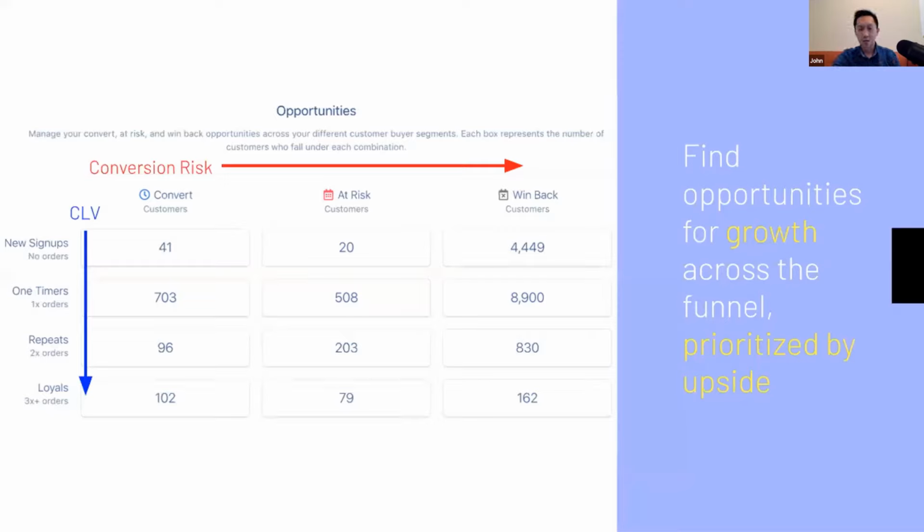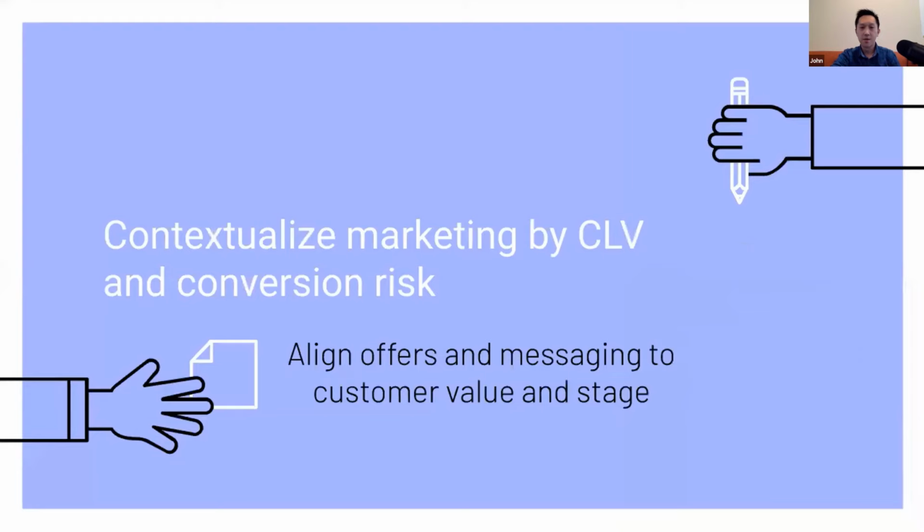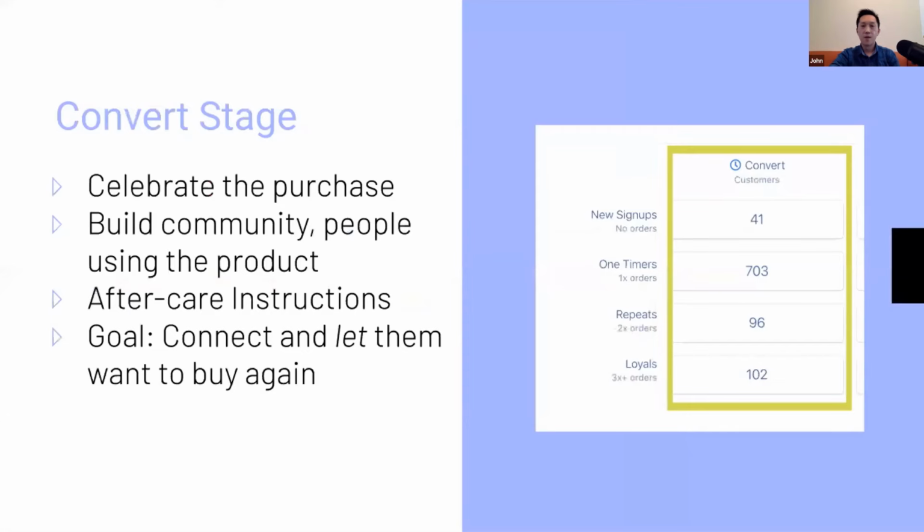So let's look at some examples, right? Again, contextualize the marketing by CLV and conversion risk, and you can align your offers and messaging to the customer value and the stage that they're in. Okay, so let's look at the conversion stage, right? So here's where 50% of the orders are happening, remember? And so they just recently purchased. For new signups, you want to make sure they're actually still in that prime period where they're likely to come to a purchase.